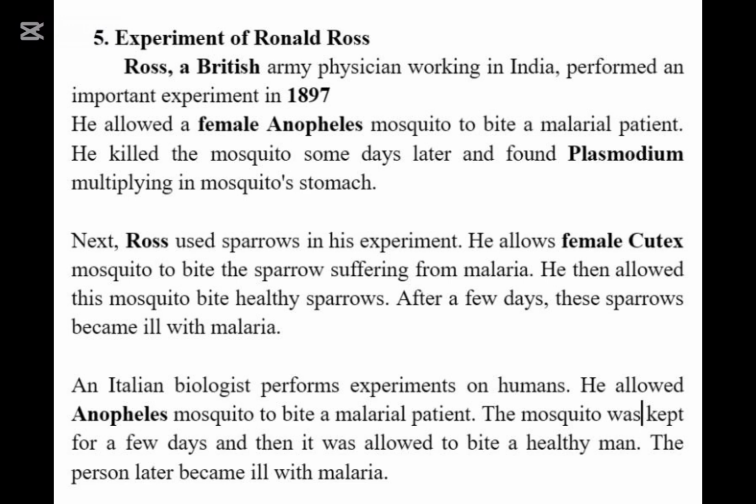Next experiment is Ross did an experiment on birds, specifically sparrows. He let a female Culex mosquito bite a sparrow that had malaria. Then he let the same mosquito bite healthy sparrows. After a few days, the healthy sparrows also got sick with malaria. This showed that mosquitoes can pass the disease.